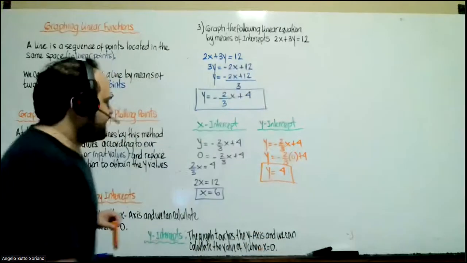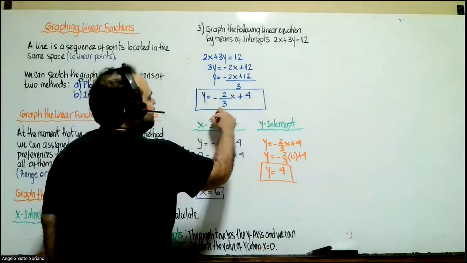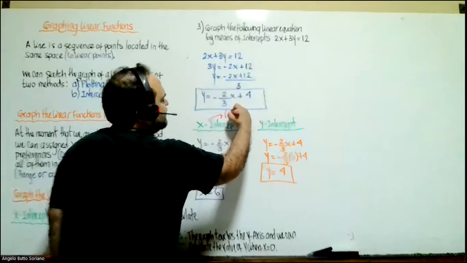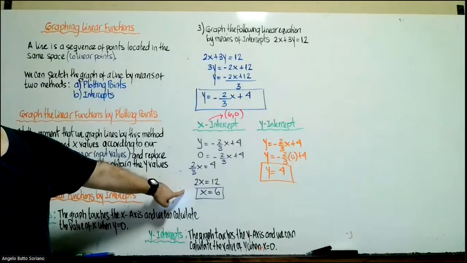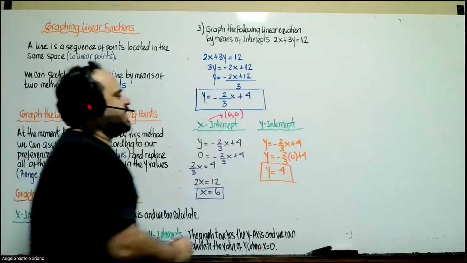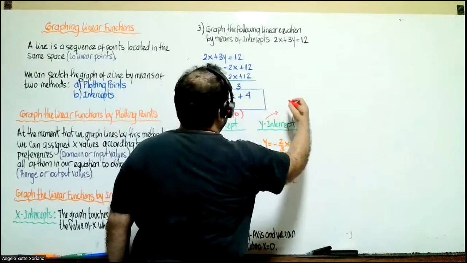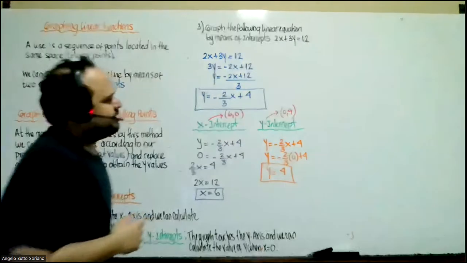How are we going to write the x and y intercepts? The x-intercept can be written as 6, comma, 0, because 6 is the value of x and y equals 0. And the other is the opposite. The y-intercept can be written as 0, comma, 4.